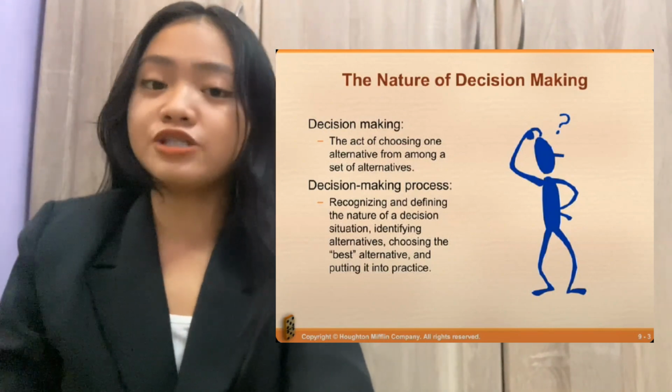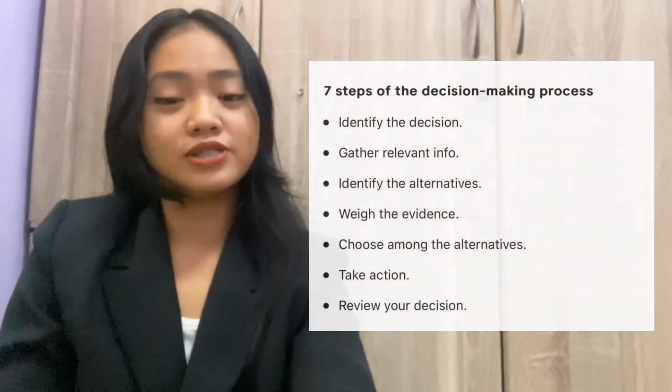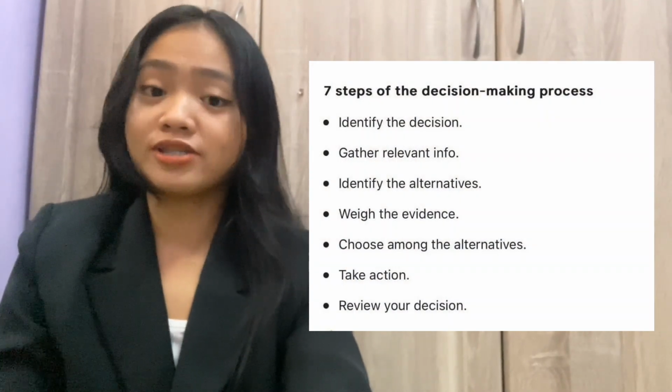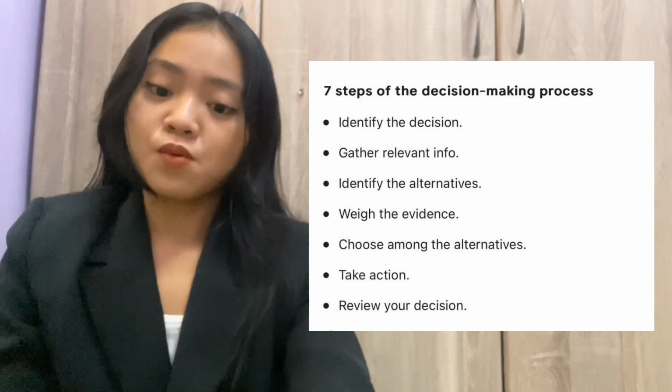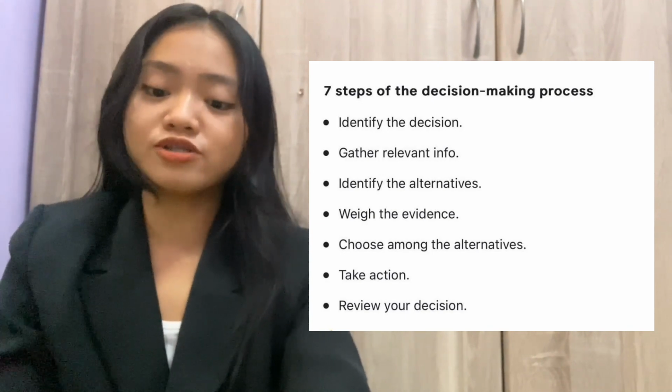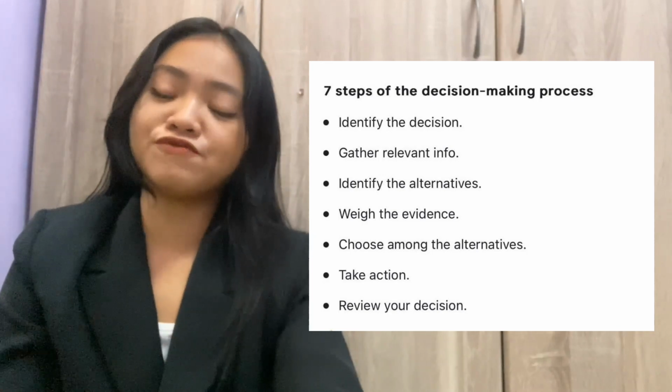So the next one is the decision making process. There are 7 steps of the decision making process. These are: identify the decision, gather relevant information, identify the alternatives, weigh the evidence, choose among the alternatives, take action, and review decisions. These decision-making process steps help you make more profitable decisions. You'll be able to better prevent hasty decision-making and make more educated decisions. Decision-making process: recognizing and defining the nature of a decision situation, identifying alternatives, and putting it into practice.